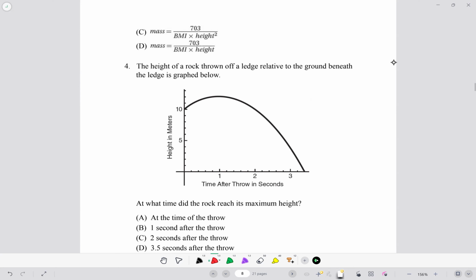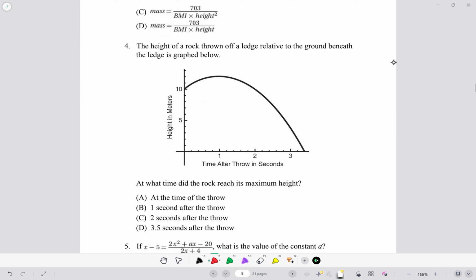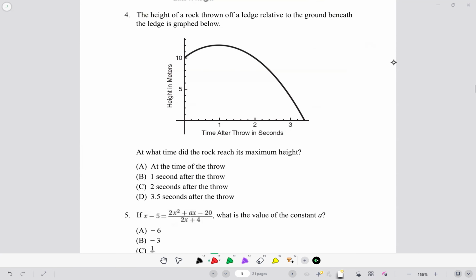The height of a rock thrown off a ledge relative to the ground beneath the ledge is graphed below. At what time did the rock reach its maximum height?